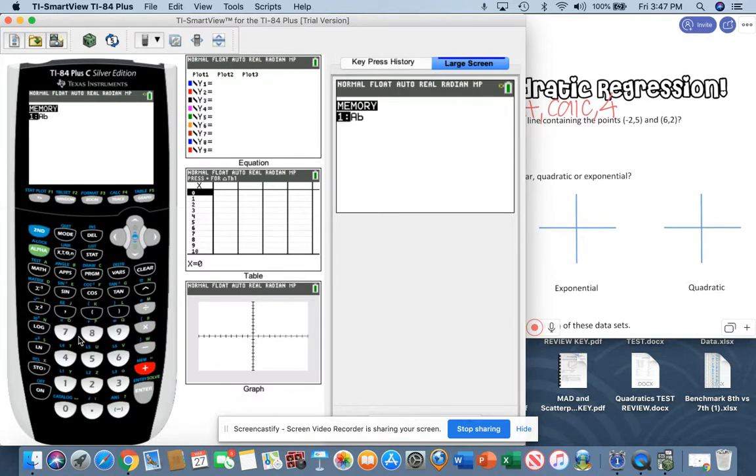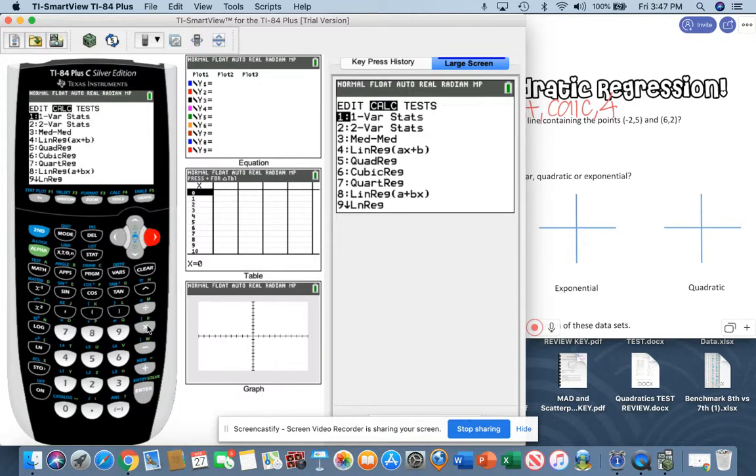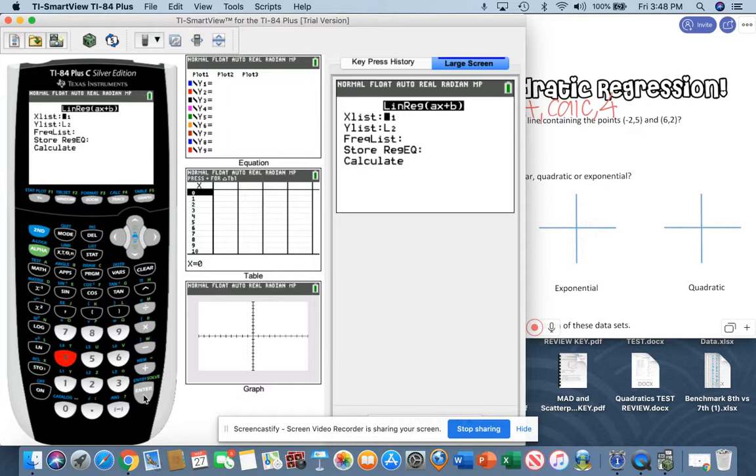I'm going to clear it. Clear your calculator. Now I'm going to press stat, enter. In L1, I put all my x values, so I'm putting in -2 and 6: -2, enter, 6, enter. Then I'm going to arrow over. In L2, I'm going to put my y values, 5 and 2: 5, enter, 2, enter. Then I press stat, arrow over to calc, press the number 4, enter until you can't no more.